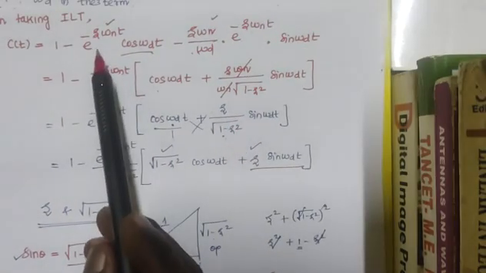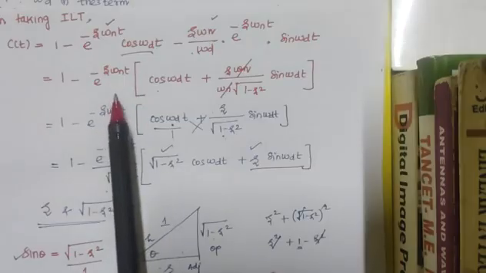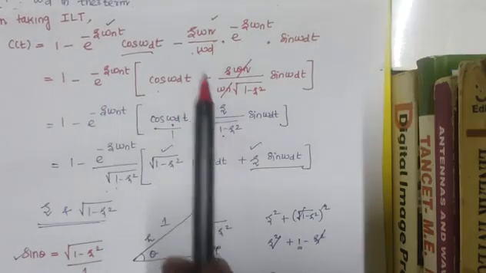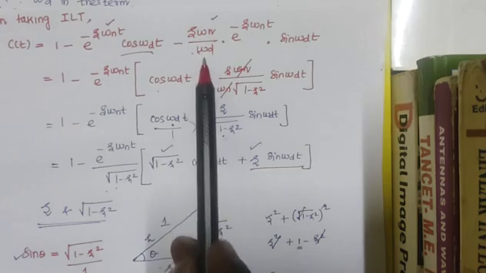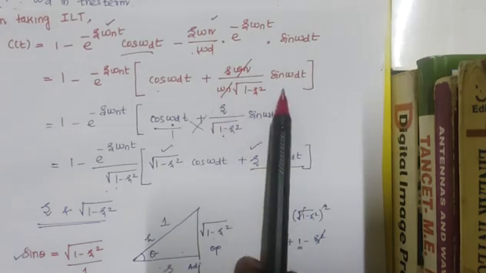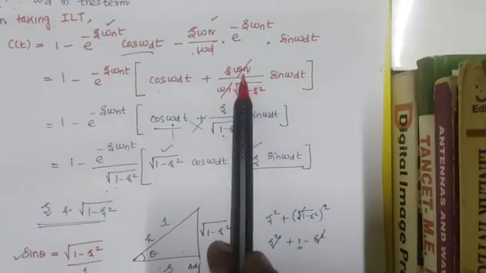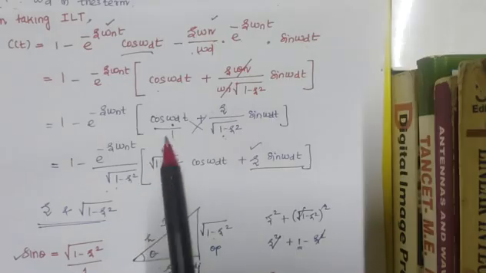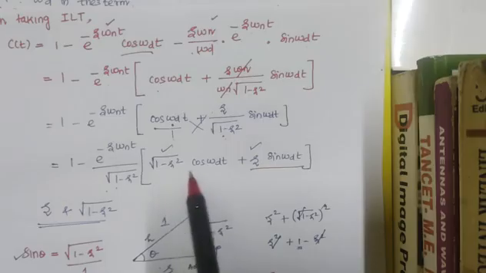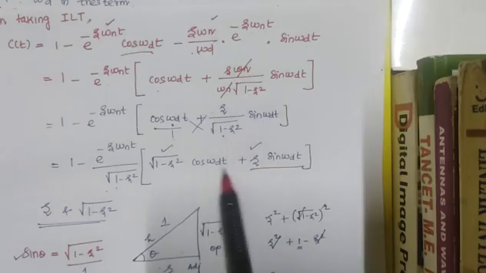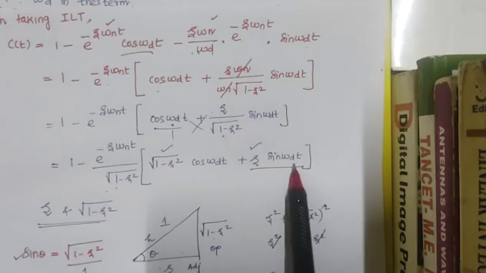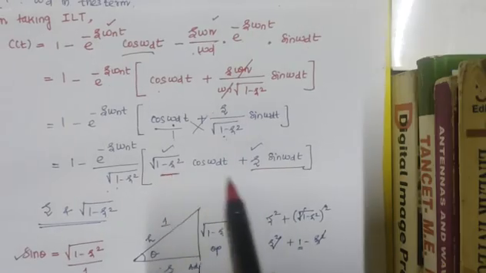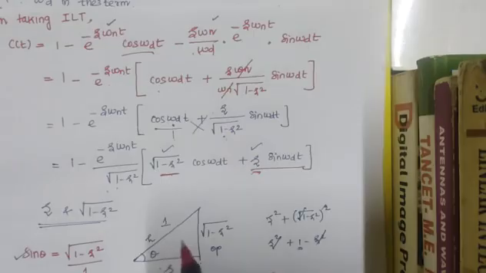Now you are going to take the e power minus psi omega n t outside. You will get sine omega d t. I have taken minus outside, so it becomes plus psi omega n divided by omega d, which is omega n square root of 1 minus psi square, sine omega d t. This omega n gets cancelled. You do the cross multiplication and take the square root of 1 minus psi square outside. So you will get square root of 1 minus psi square into cos omega d t plus psi into sine omega d t.